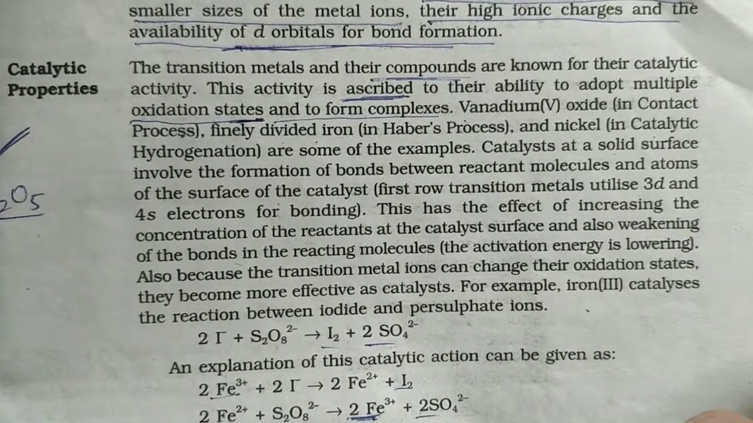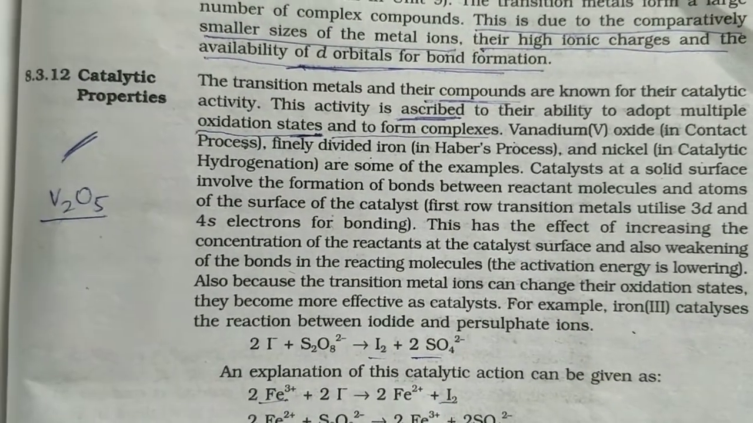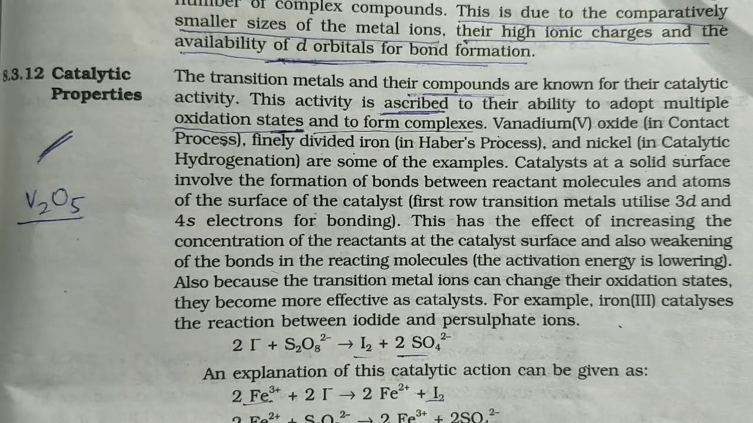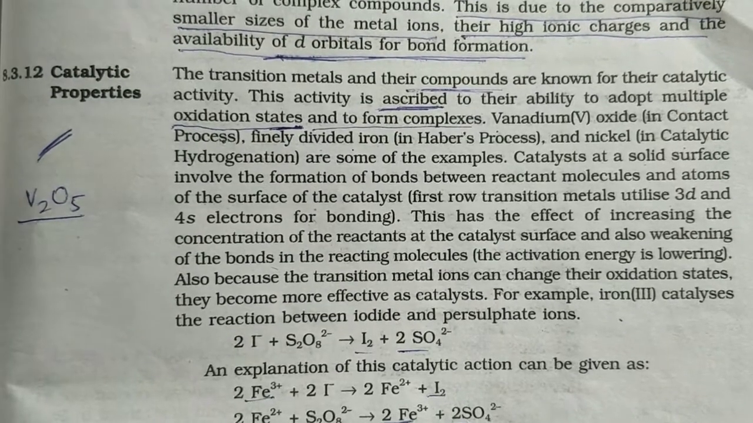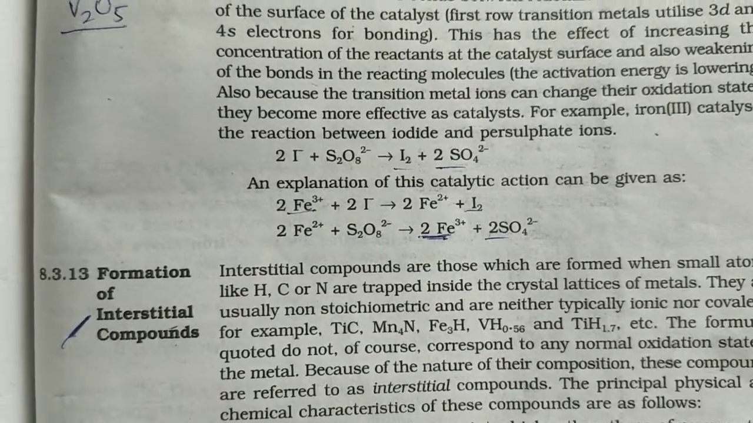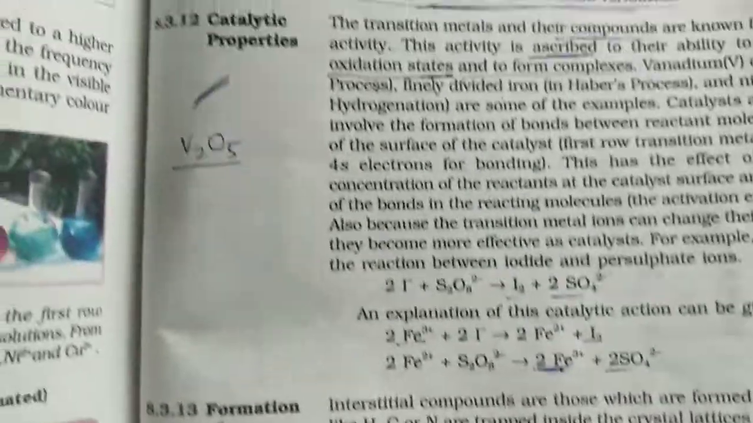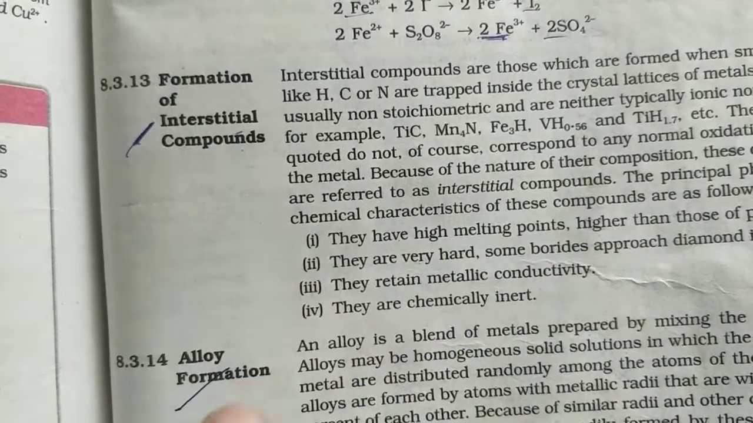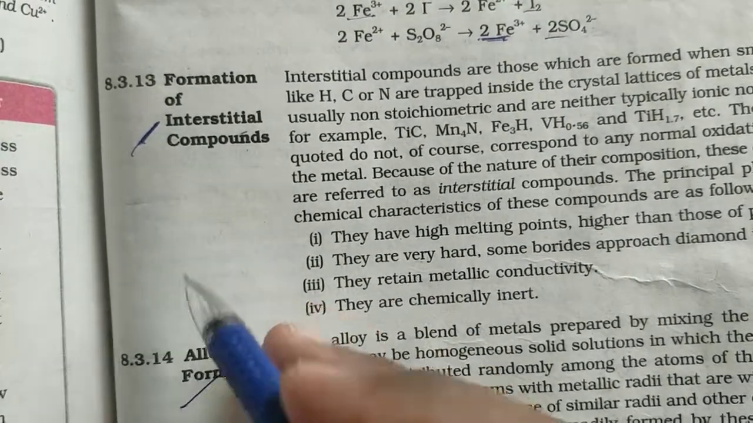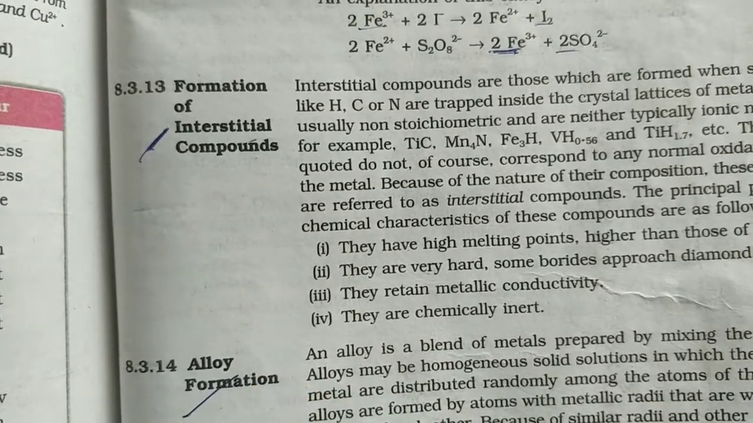Is it okay, ma? This is about catalytic properties. By this, we have completed up to catalytic properties. In the next class, we will go through formation of interstitial compounds and alloy formation. And almost we came to the last one. If we have completed formation of interstitial compounds and alloy formation, we are going to complete the d block elements.